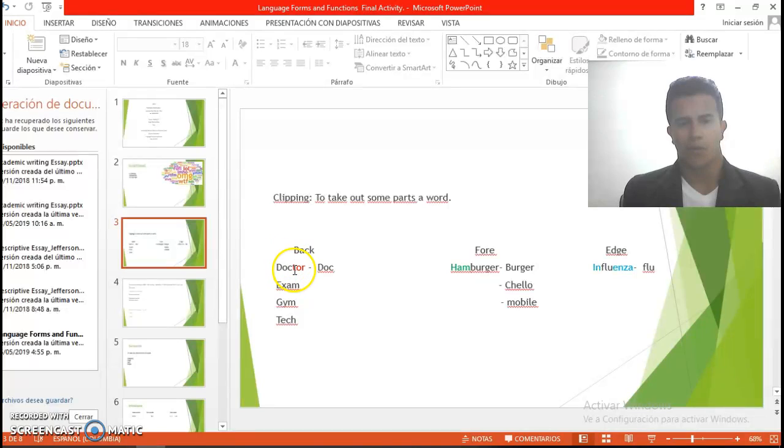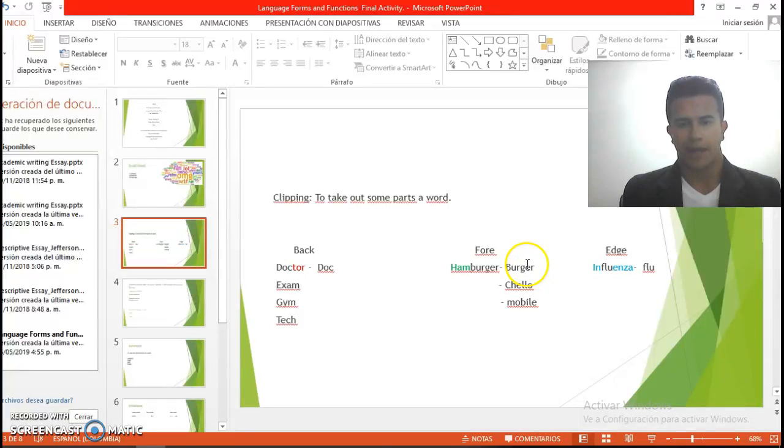That is when we withdraw the last syllable of the word, such as in doctor, which will be changing to doc, or exam. Exam stems from examination, gym comes from gymnasium, and so forth.